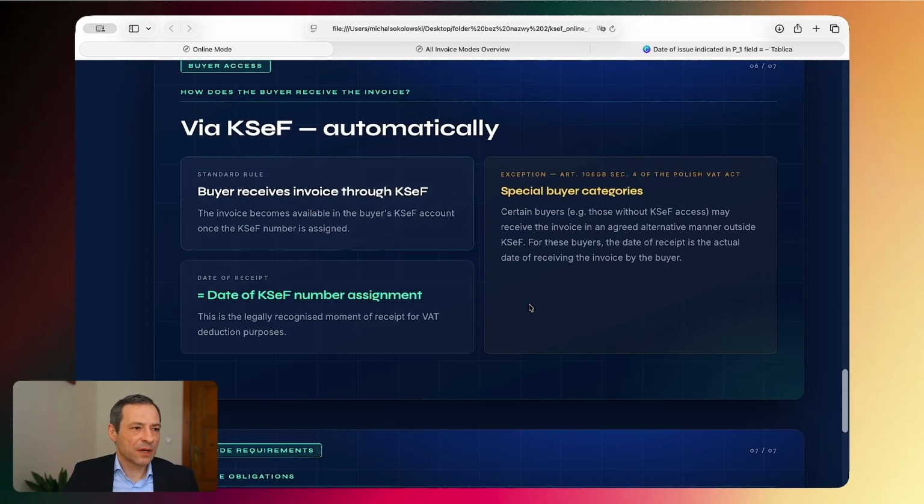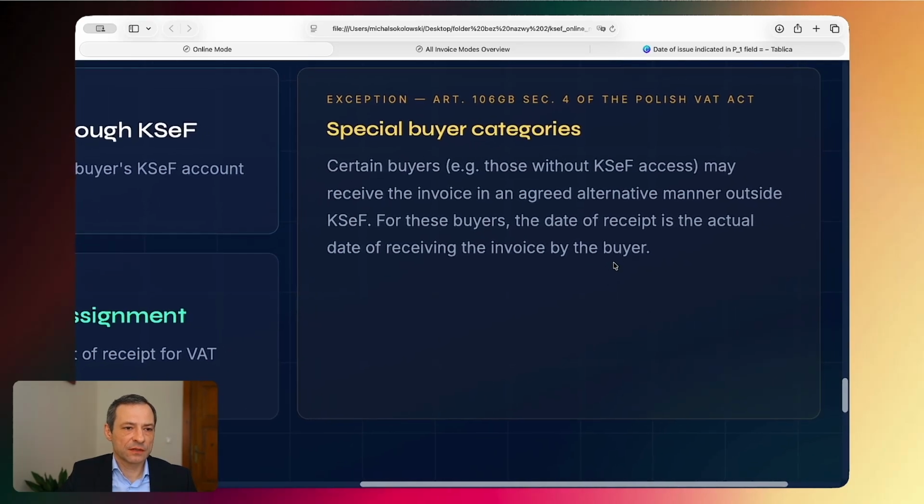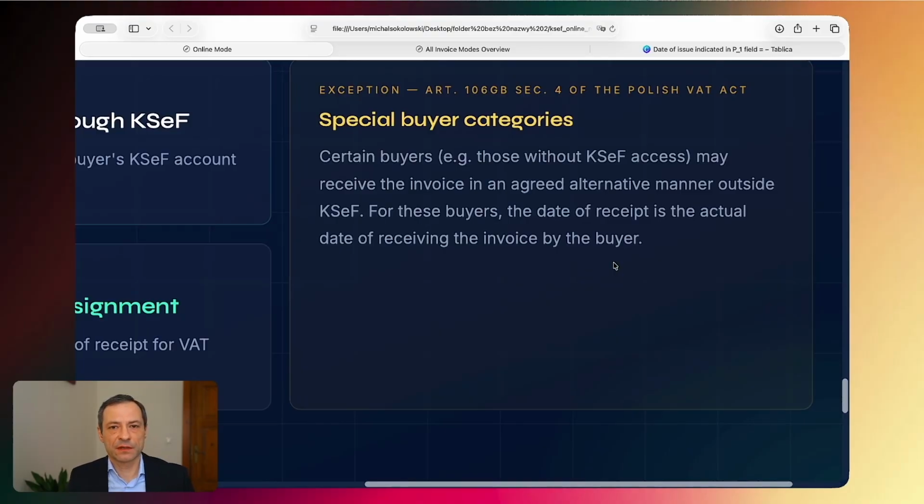How does the buyer receive an invoice issued via the online mode in the Polish National Electronic Invoicing System? Automatically. The buyer receives the invoice through the Polish National Electronic Invoicing System. The invoice becomes available in the buyer's account once the unique number was assigned to this invoice by the system. However, of course, there are also special categories of buyers defined in the Polish VAT Act.